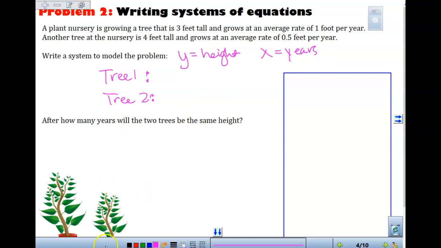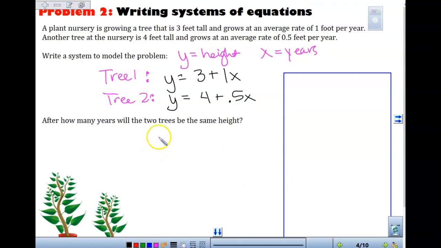So tree 1, if I want to write that, I'm going to start with Y equals, Liz, what was the starting height of tree 1? 3 feet. So 3 plus, and each year, Betsy, is growing how much for tree 1? 3 plus 1x, right? 1 foot a year. Ben, are you writing? Okay, try it. If we look at tree 2, Y, the height of that tree started out where? 4. Plus, it is growing how much, Reed? 0.5, so I'm going to put 4 plus 0.5 or 4 plus 0.5x? 0.5x.